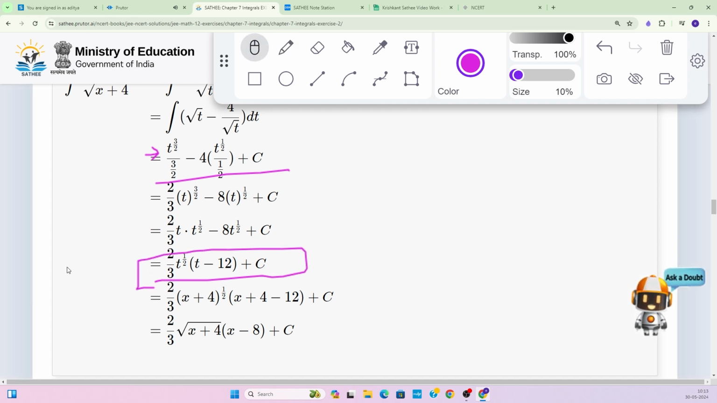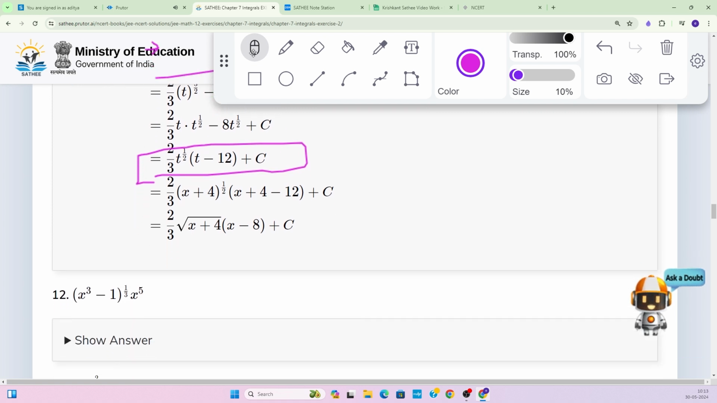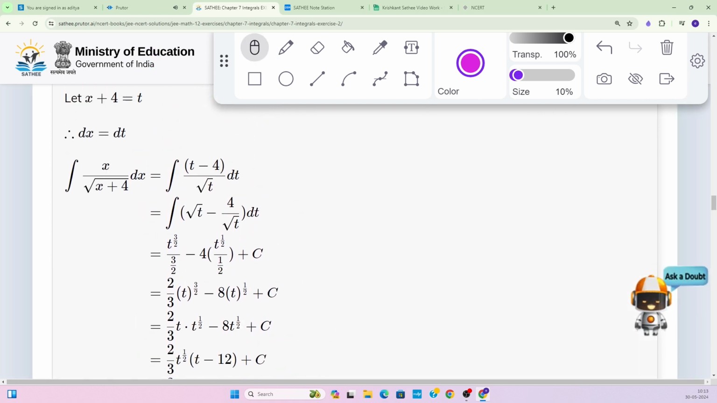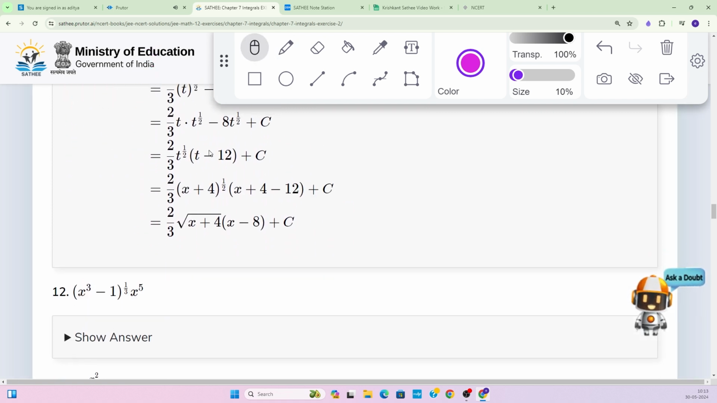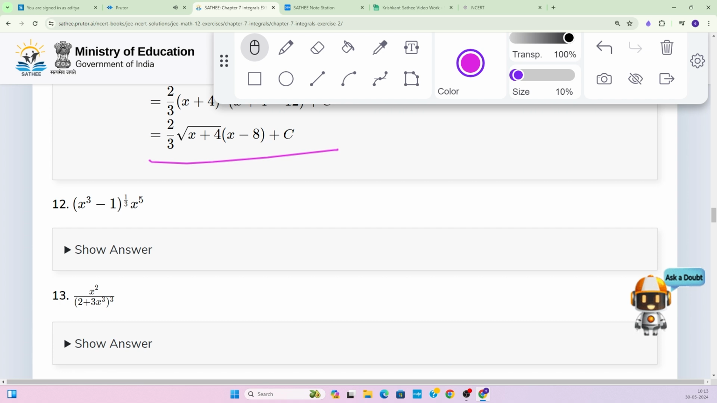Substitute your t back, you will get your answer in terms of x. So t is equals to x plus 4. As you can see, t is equals to x plus 4. This means your final answer will be in this form: 2 by 3 multiply with root of x plus 4 multiply with x minus 8 plus some constant. Okay, now problem number 12.